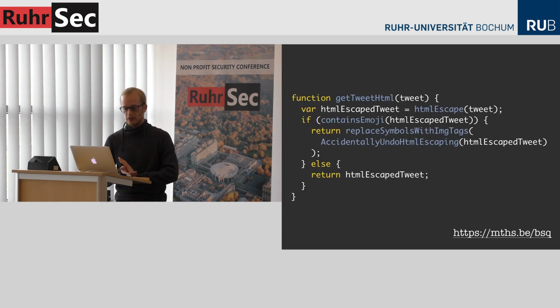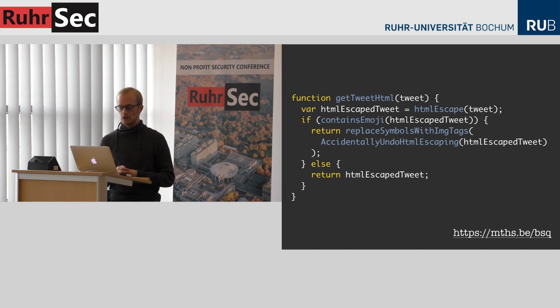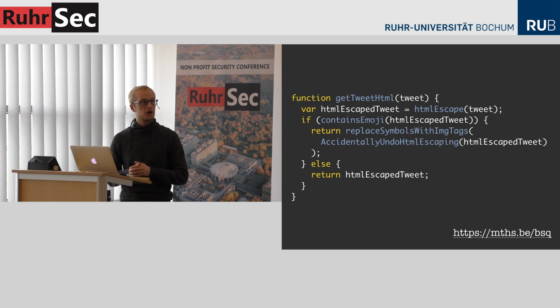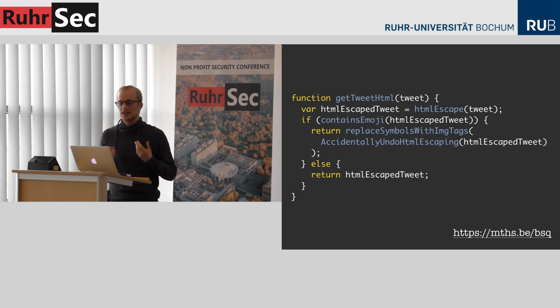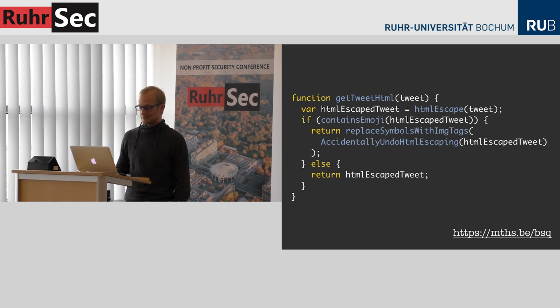Now, Yan Zhu published a more detailed analysis of the mistake that Twitter had made in their code. It's available on her blog, but essentially this is what the pseudocode would look like. So if the tweet contains emoji, you would replace the symbols with IMG tags and accidentally undo the HTML escaping that they did before. Yeah, honest mistake, I guess.